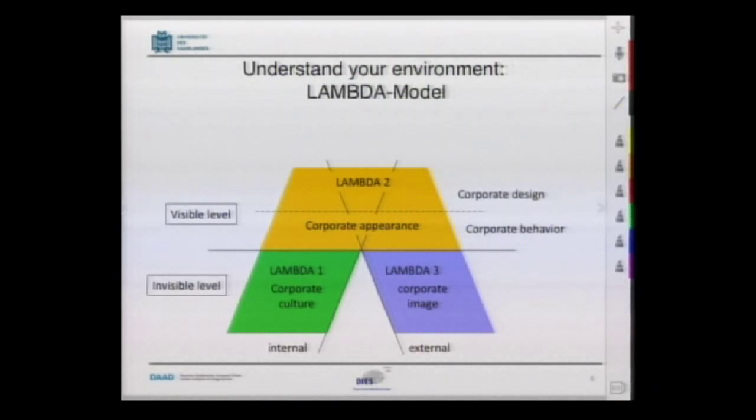So we start with Lambda 1. Lambda 1 is called corporate culture. We have talked a lot about culture, working climate, and so on. This is all connected with the culture within your faculty. So corporate culture is on the invisible level, and it reflects the internal side of the university. What does it mean? It is invisible and it is internal.